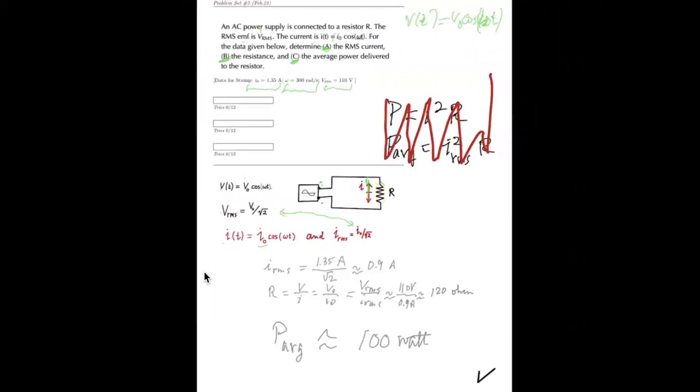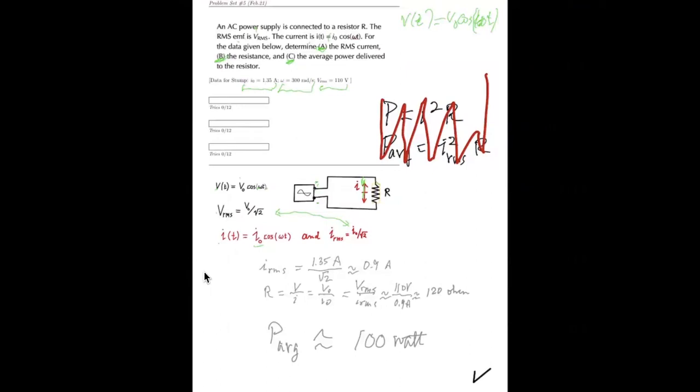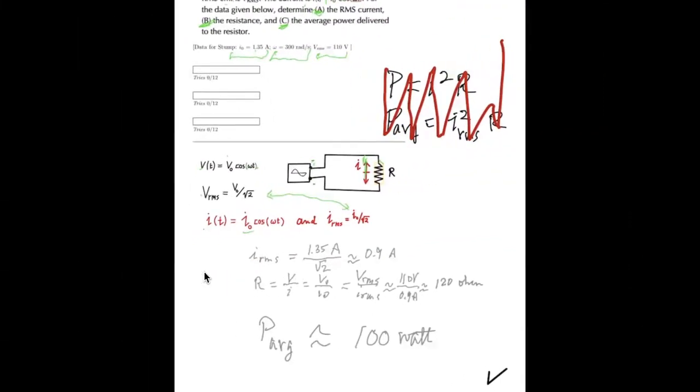All right, so you're given the maximum current, the frequency, and the RMS voltage. For example, part A is to calculate the RMS current. Well, the RMS current is always the maximum current, or the amplitude, divided by the square root of 2. So 1.35 over the square root of 2 is a little less than 1, say 0.9 amps. So that's this box.